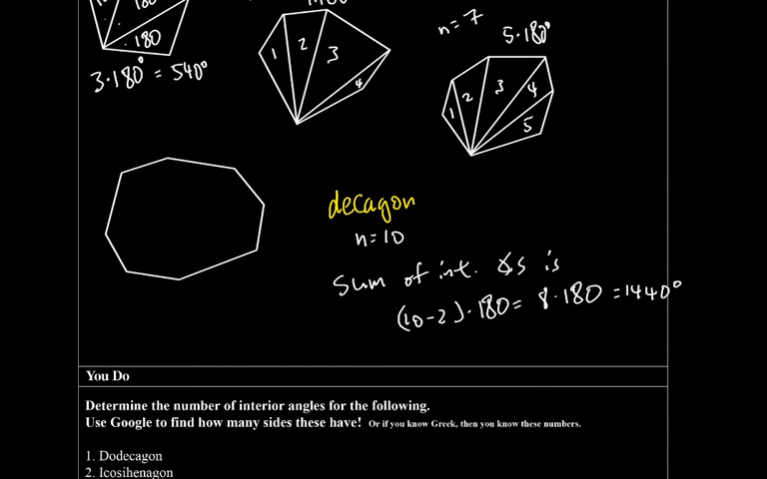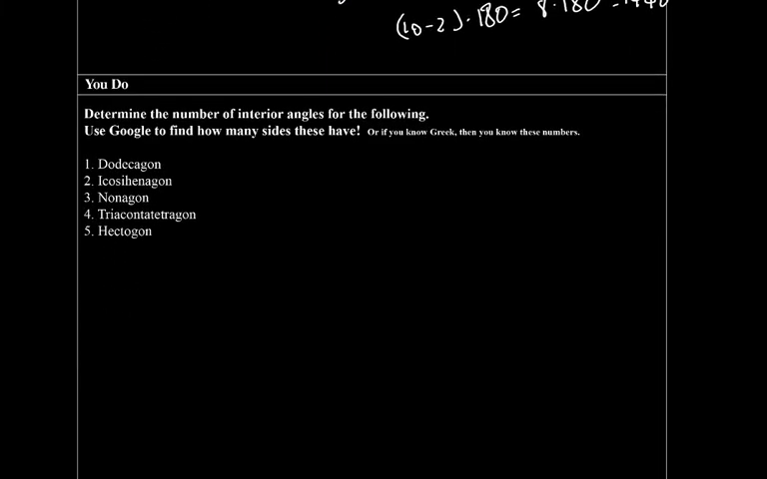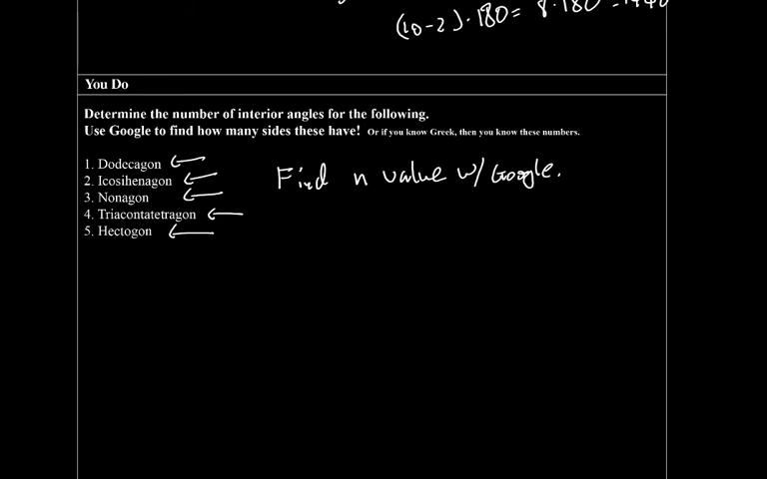1440 degrees. So what I want you guys to do is, here's your you do section. Figure out what these things are. Google these names so that you can find the n values. So find the n value with Google, and then find the sum of interior angles with n minus 2 times 180.